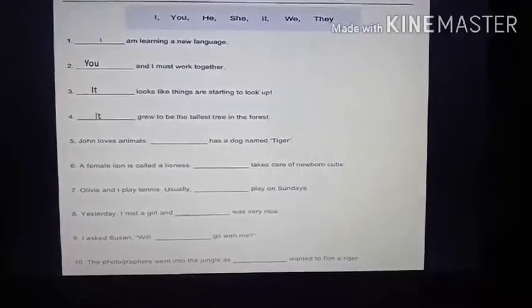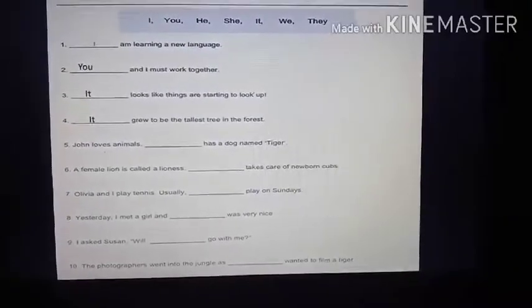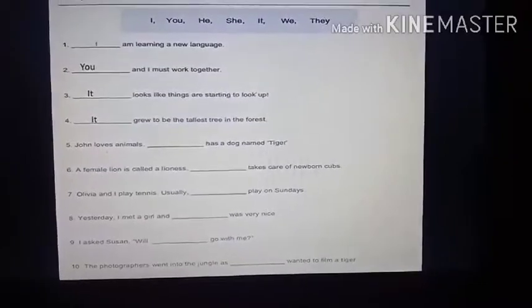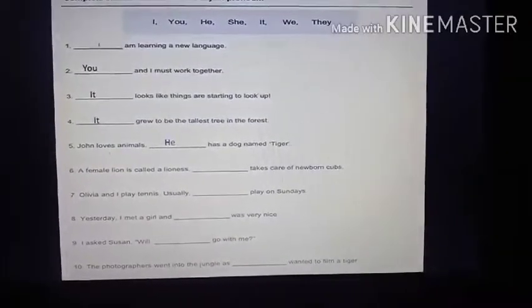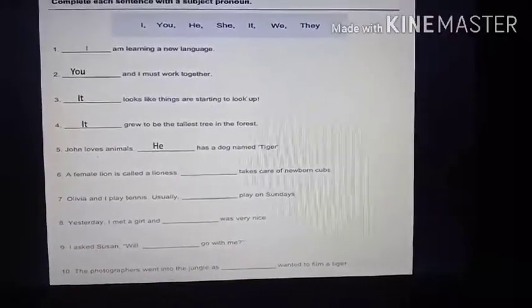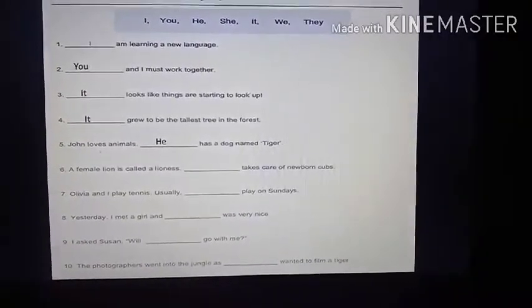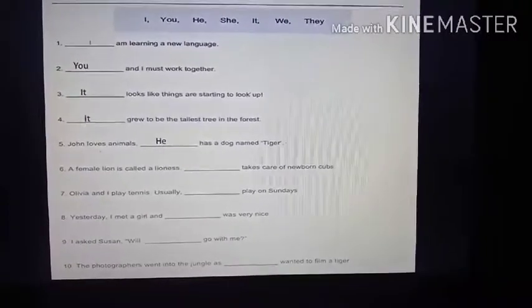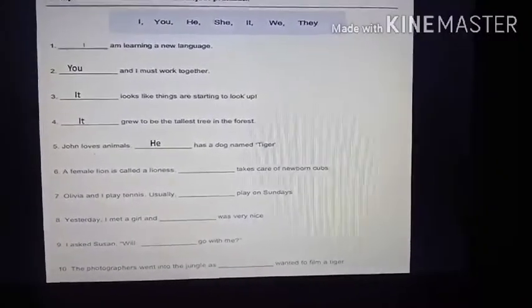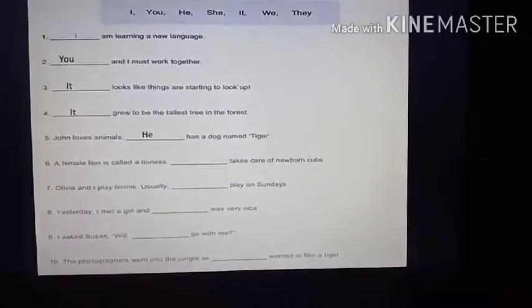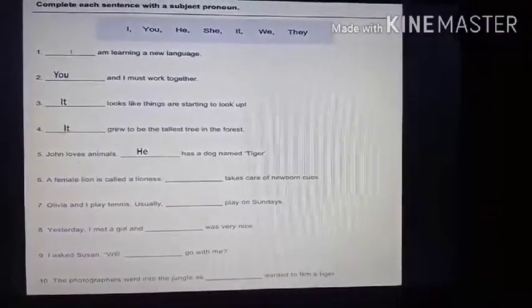John loves animals. Dash has a dog named Tiger. Now here we are talking about John. So which pronoun will come here? He. He has a dog named Tiger. Understood? A female lion is called a lioness. Dash takes care of newborn cubs. Now here we are talking about a lioness. So what will come? It is an animal. So what will come, students?